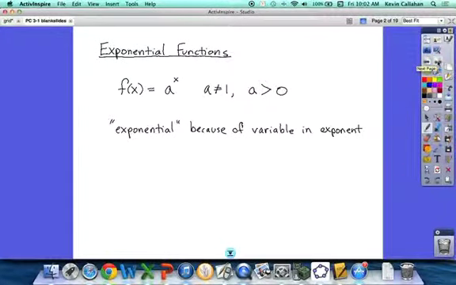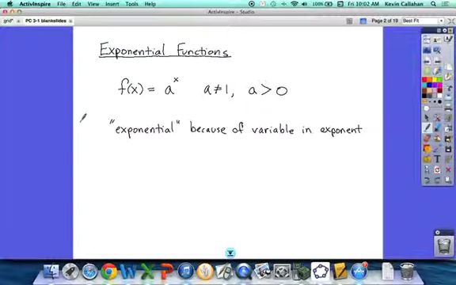By exponential function, we mean something that has the basic format of f of x equals a to the x. a is a constant, it's not a variable. a does not equal 1, because what kind of function would you have if you let a equal 1? 1 to the x is 1. 1 to any power is still 1, so that would be a constant function. So a cannot be 1, and it's defined as being positive.